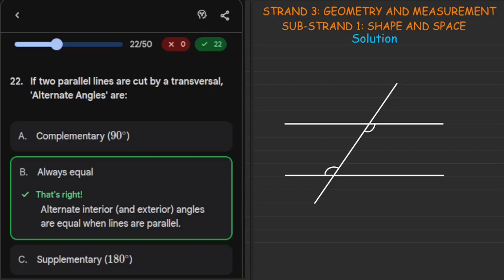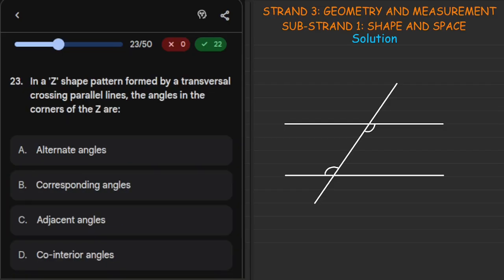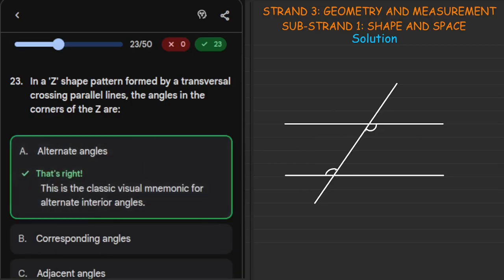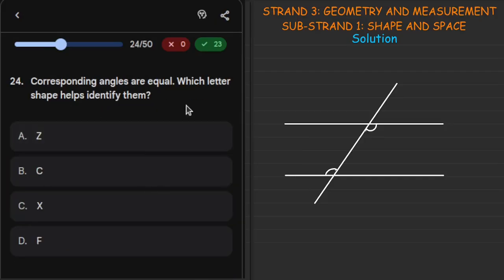All right. Question number 23. In the Z-shaped pattern formed by the transversal crossing parallel lines, the angles in the corners of the Z, what do we say they are? So it is just as we just did. These are the corners of the Z. They are the alternating angles, because if we turn them around, they take the place of the other. Corresponding angles are equal.